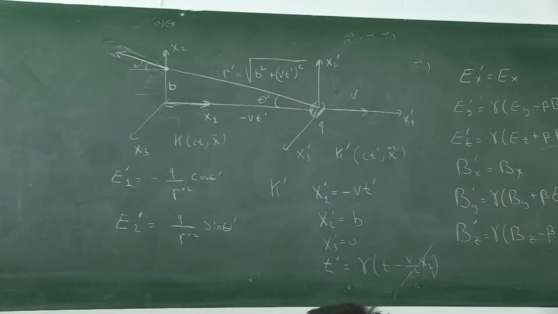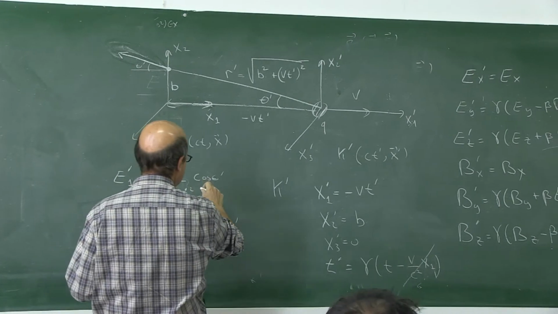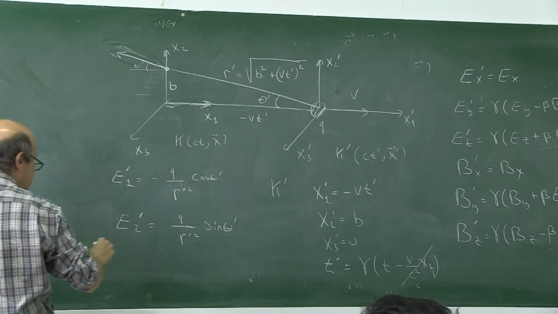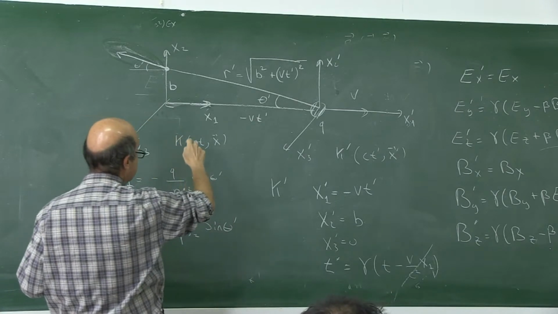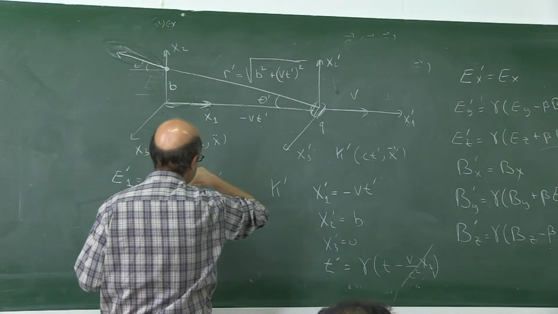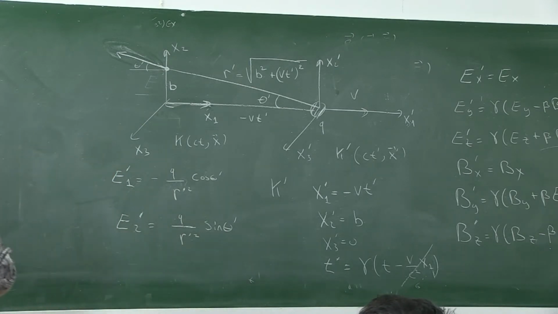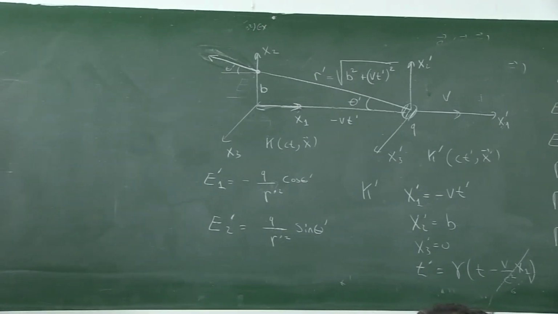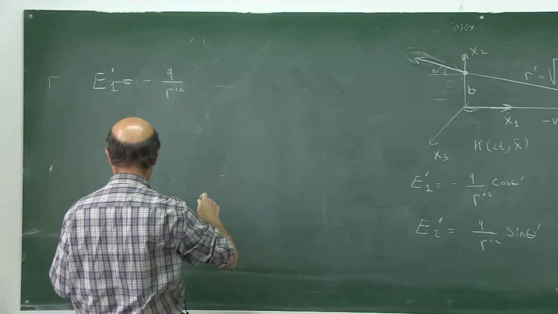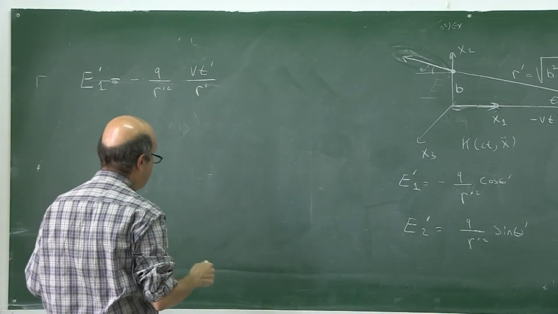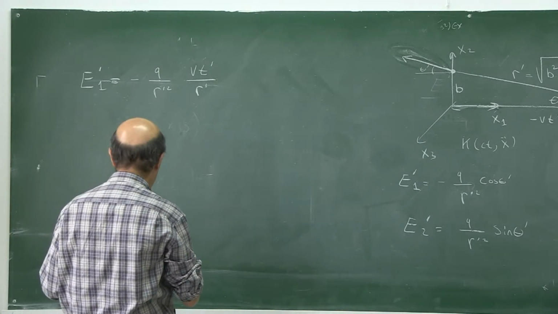So let me write again E1 prime, that is equal to what? Let me write one more thing here. What is the cosine theta prime? Cosine theta prime is vt prime over r prime. So that is equal to minus q over r prime square times cosine theta prime, which is vt prime over r prime, and t prime is gamma t, and we can obtain what?